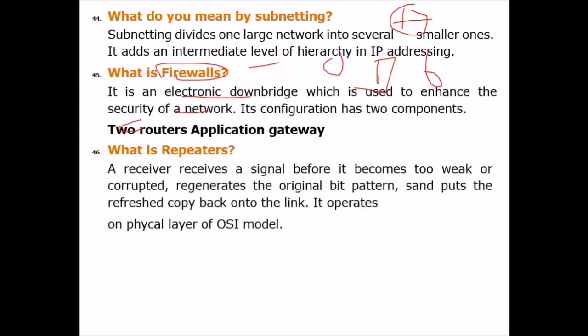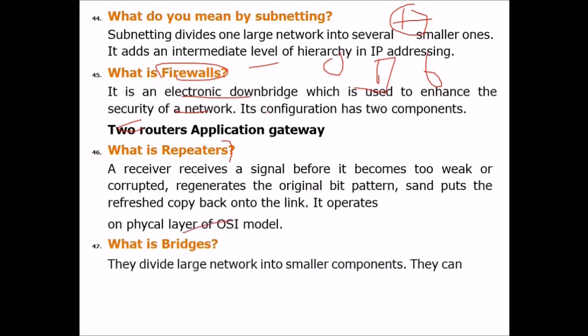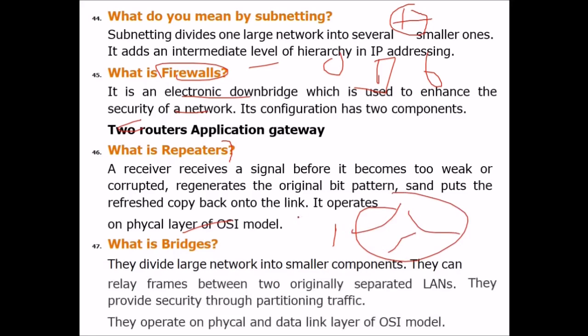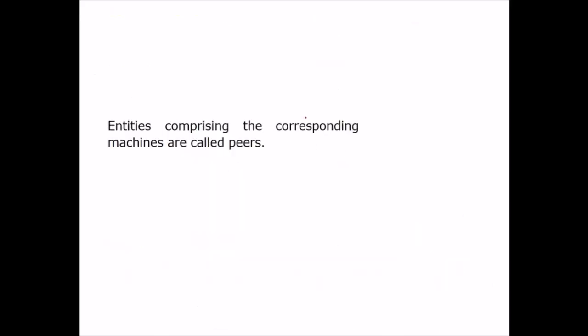What are repeaters? A repeater receives a signal before it becomes too weak or corrupted. It regenerates the original bit pattern and puts the refreshed copy back into the link. It operates on the physical layer of the OSI model. What are bridges? Bridges divide a large network into smaller components. They can relay frames between two originally separated LANs. They provide security through partitioning traffic, and they operate on the physical and data link layers of the OSI model.